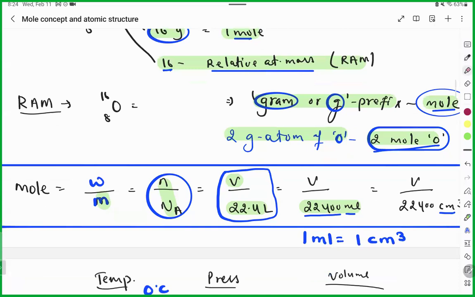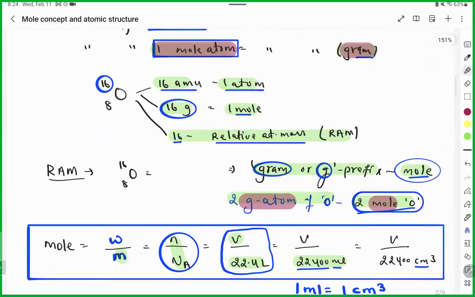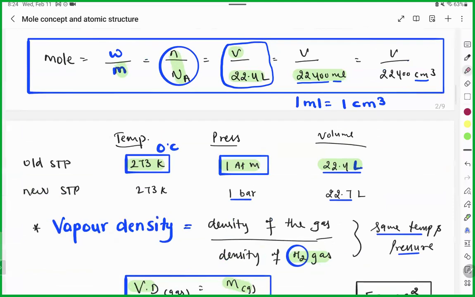Whenever you see the word gram atom, it means we are talking about moles. This is one of the most popular formulas from this whole chapter. How to calculate moles: given mass by molar mass, or given number of atoms by Avogadro number, or given volume by 22.4 liter, or same thing in form of ml. Remember 1 ml is equal to 1 centimeter cube. That's why the number is exactly correct.